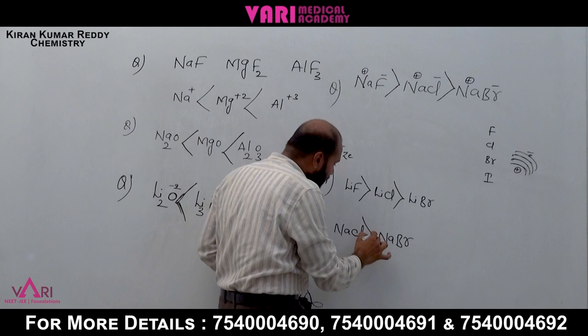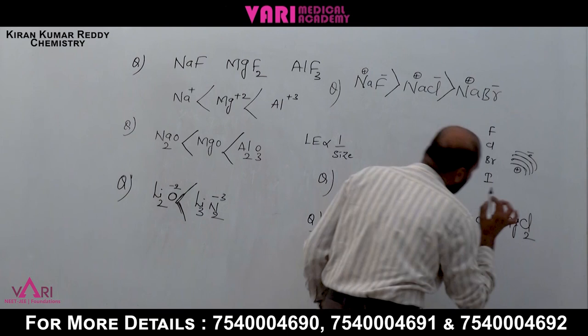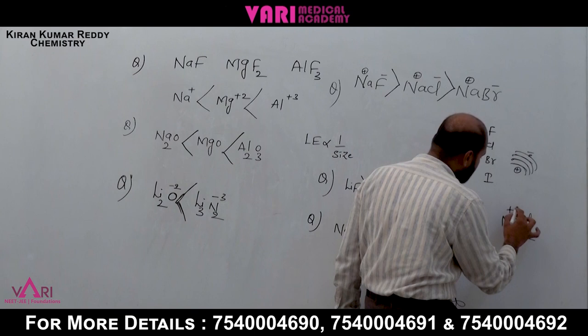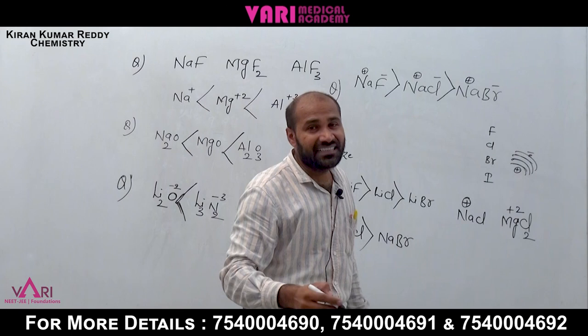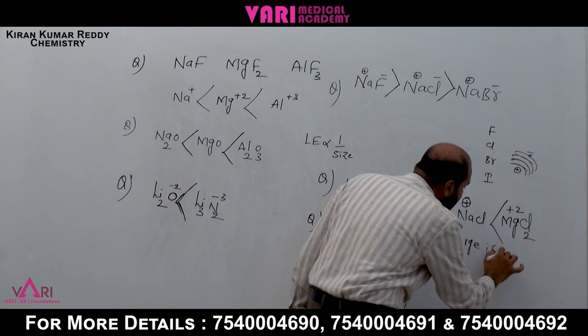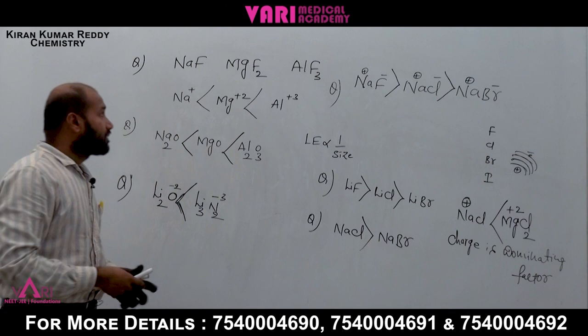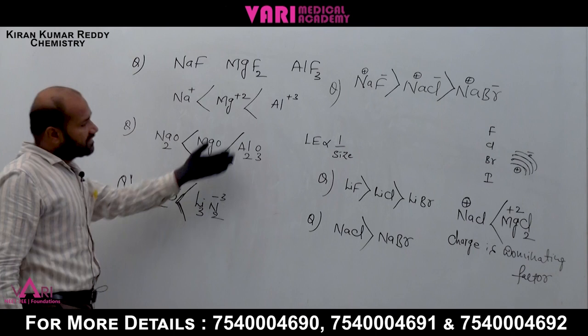If you take NaCl and magnesium chloride, MgCl2, here both have Na plus, plus 1, and here is plus 2. Charge on the cation increases, so lattice energy increases. That's why MgCl2 has more. Charge is the dominating factor. Write down: charge is the dominating factor. These are the examples. You can compare lattice energy with NaF, MgF2, AlF3, and these are the examples.